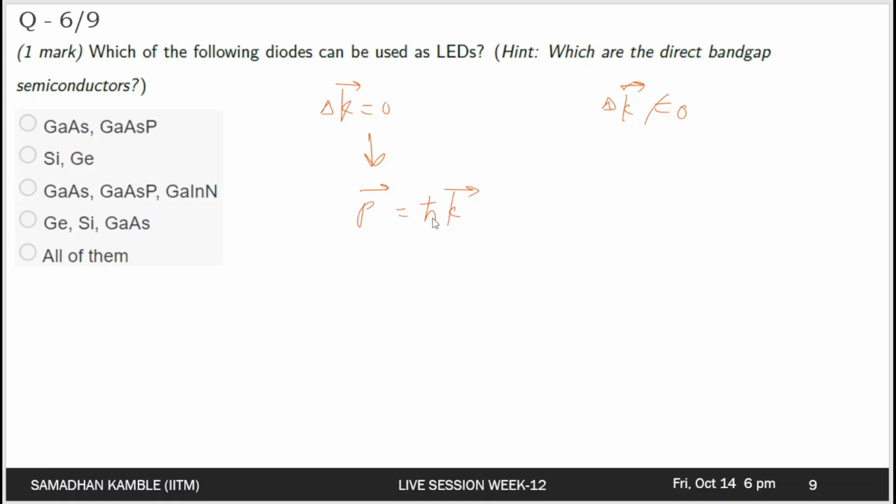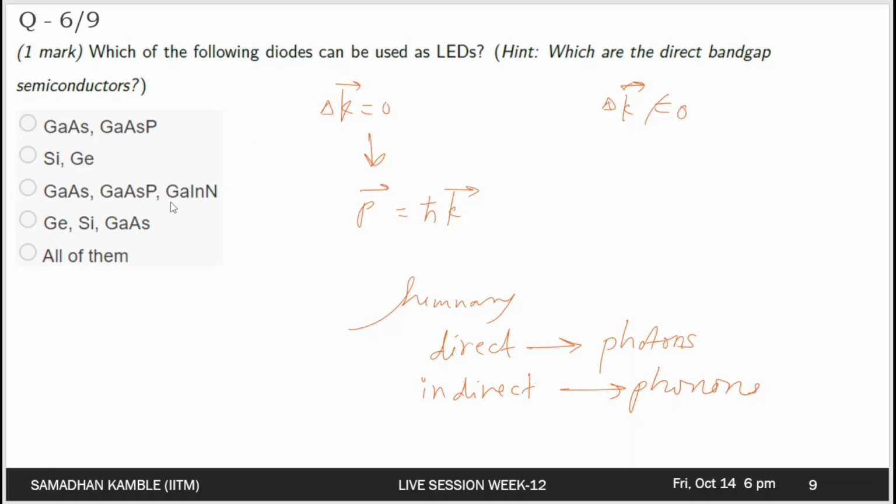But if you have an indirect band gap, the electrons and holes have different k vectors, and so momentum has to be transferred. So you will get a lattice vibration, which means you get the energy in the form of a phonon at the recombination. To summarize, for the direct band gap semiconductor we get photons, and for indirect we get phonons. So we know that gallium, arsenic, phosphorus, and indium compounds are direct band gap semiconductors, giving us the LED action. So these can be used as LEDs.